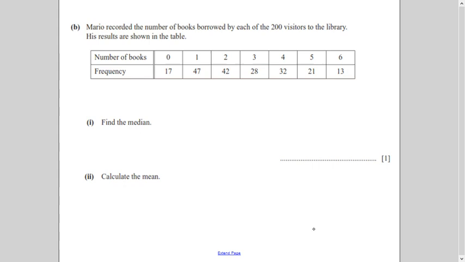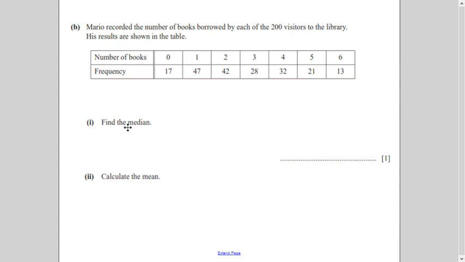Okay, so next part B is saying, sorry, it is not related to histogram. Maria recorded the number of books borrowed by each of the 200 visitors in the library, and she has made this table. 17 visitors borrowed no book, 47 visitors borrowed one book. Now, with respect to this frequency distribution table, you have to find out the median and mean, right?